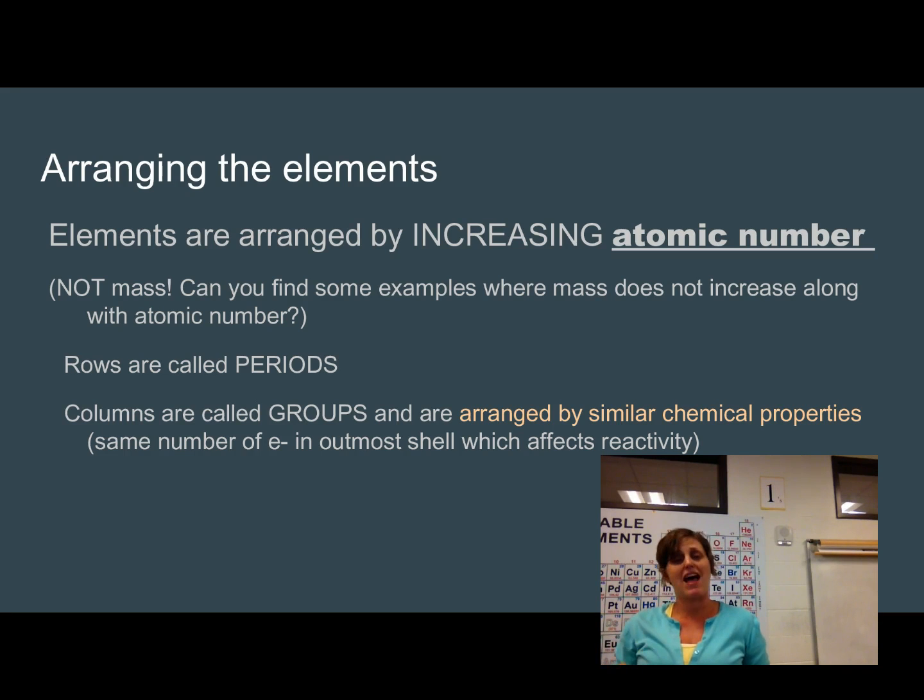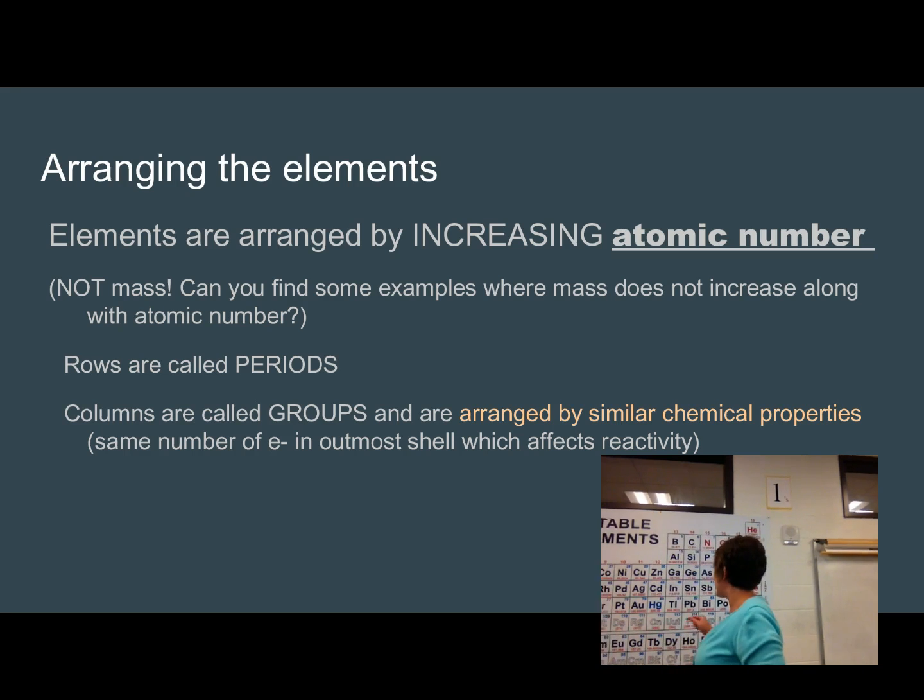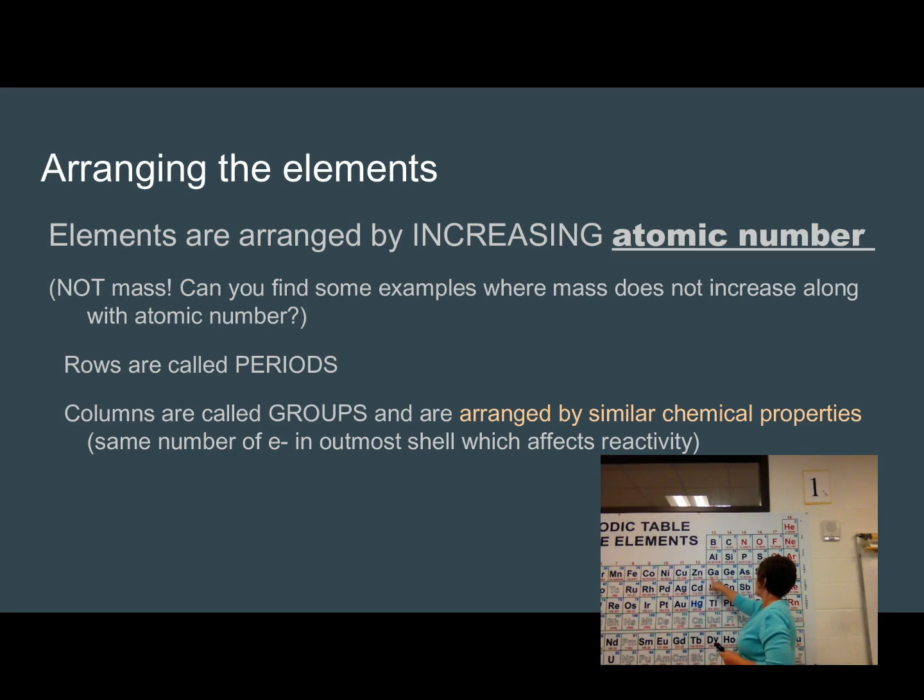So this is not mass. This is where they're going to try to trick you on the EOG. So they'll say, is it by increasing atomic mass? Because it looks like it. 65, 69, 72, 74, 78.